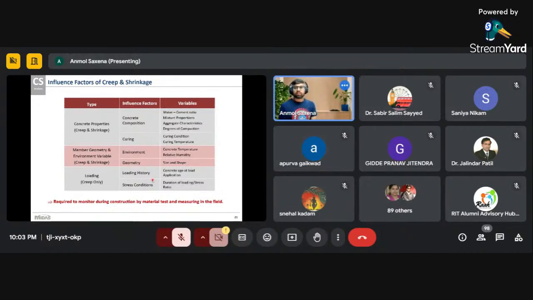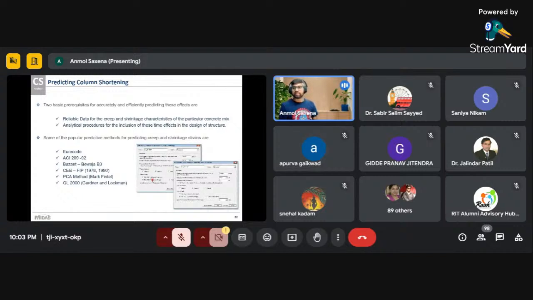Now, how do we account for all these creep and shrinkage properties in the software? To account for this, we have a time-dependent material property referring to various codes. The Eurocode, the ACI code, and the CEB-FIP code are very popular. But all these tests which we do in the labs, basically these results are the results of labs only.